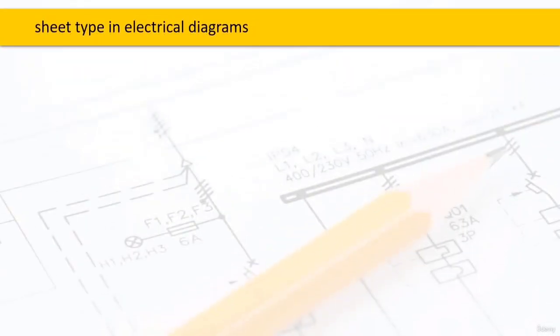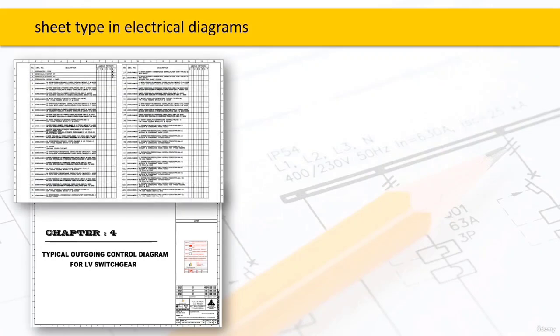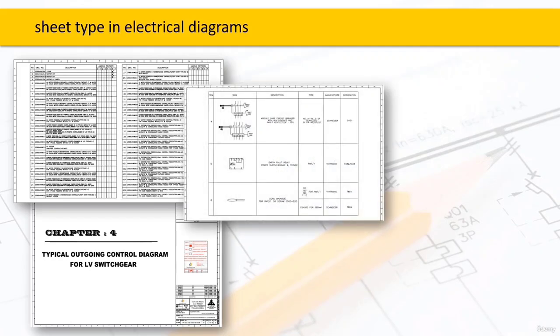Alright everyone, welcome back. So far we discussed different types of electrical diagrams. Now let's start talking about different types of sheets that we have for them. So we're going to mention these different sheets as well as the information that we can get out of them. So without any further ado, let's start talking about the important and essential sheets that we have when it comes to electrical diagrams.